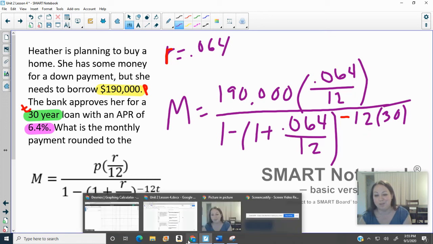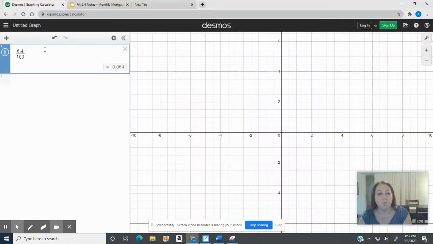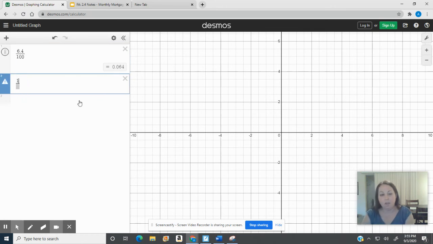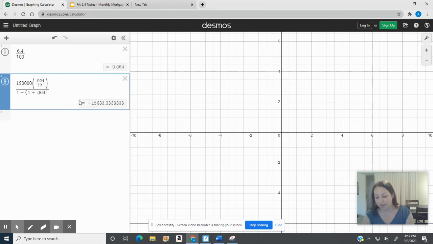Sorry about the dogs. We're going to go to Desmos. We're going to put this all in. So we have our nice little formula. I'm going to start by typing in the fraction bar like I suggested in that first video. So I have 190,000, and then in parentheses, I have 0.064 divided by 12. And parentheses, I know this is ugly. And then 1 minus parentheses, 1 plus the fraction, the rate divided by 12.